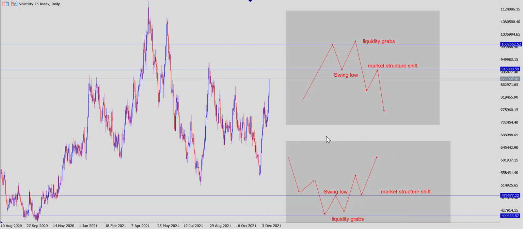This is what we call a mitigation block, guys. Remember, you need a swing low, you need that market structure break, and then coming back to test the market structure break to the upside, targeting the first swing high as your take profit number one, depending on where order flow is going, depending on market structure.